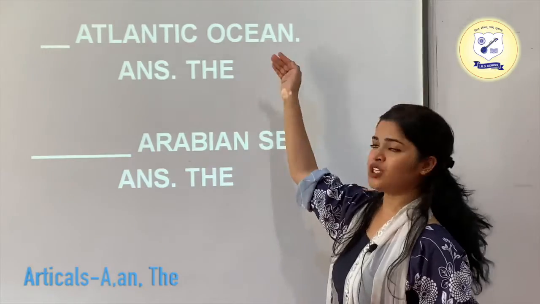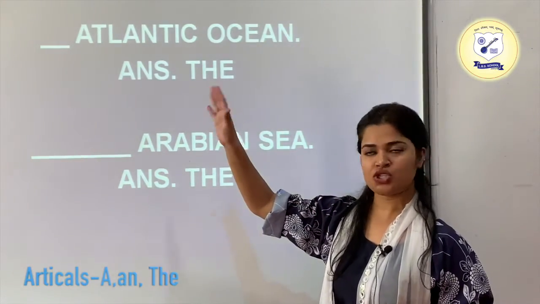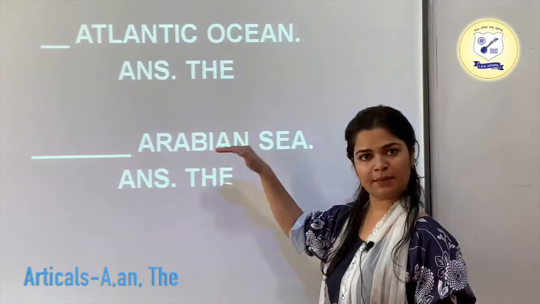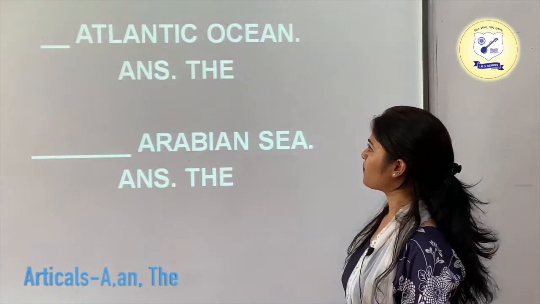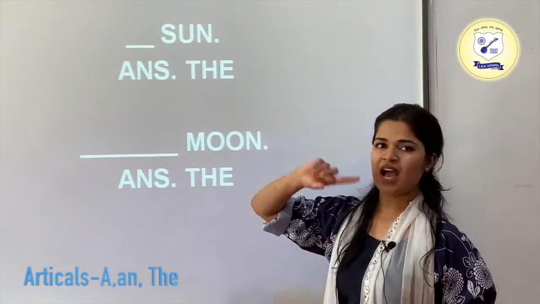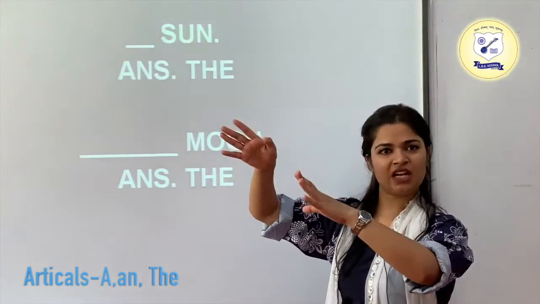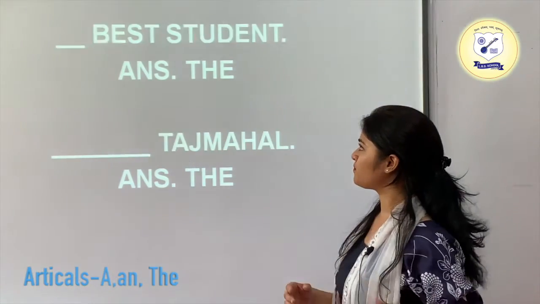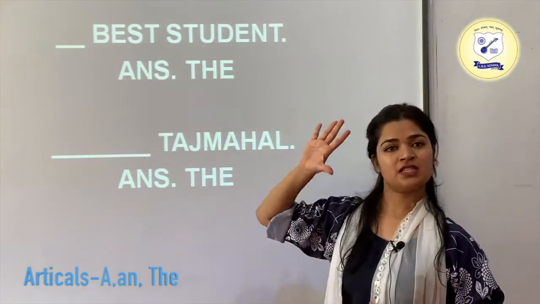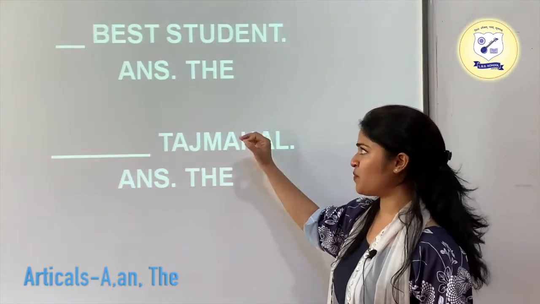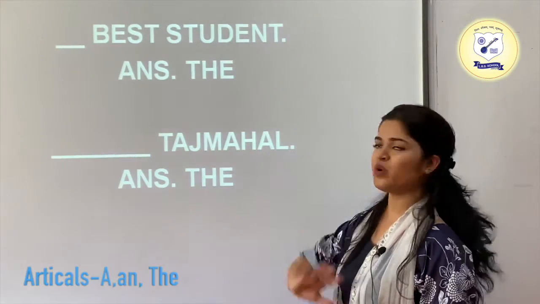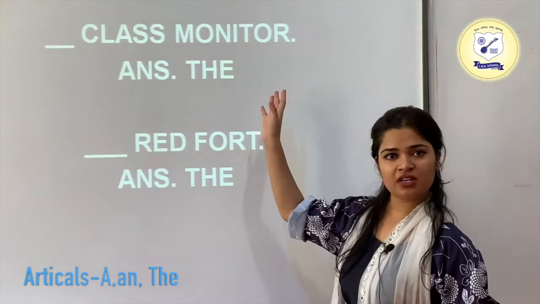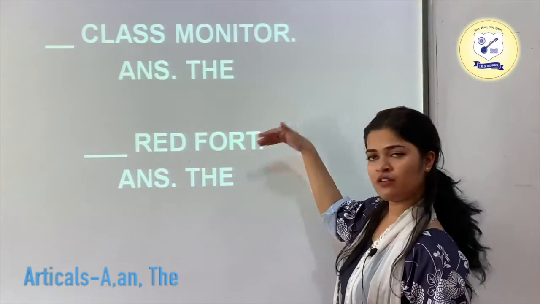The Atlantic Ocean. Since we are talking about that particular ocean, this would be "the Atlantic Ocean." Similarly, the Arabian Sea. The sun. We are particularly talking about that, so we will use "the sun." The moon. The best student. The Taj Mahal. These are a few particular things before which we use "the." The class monitor. The Red Fort.